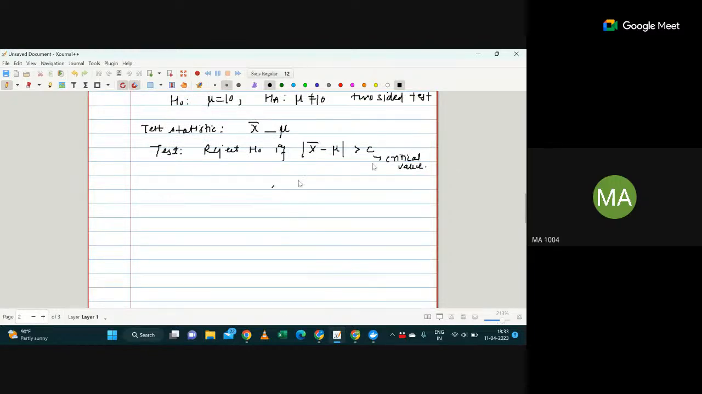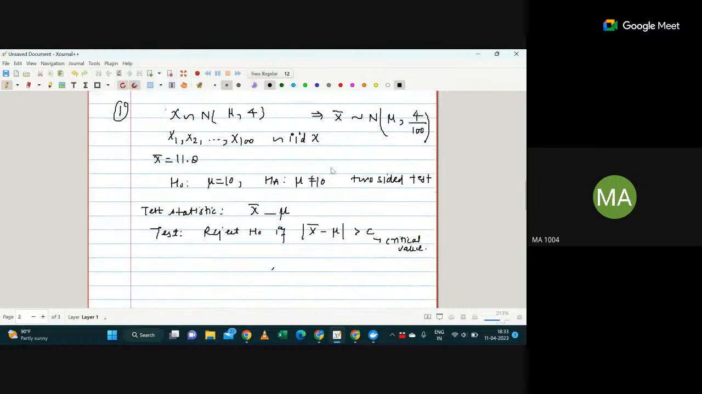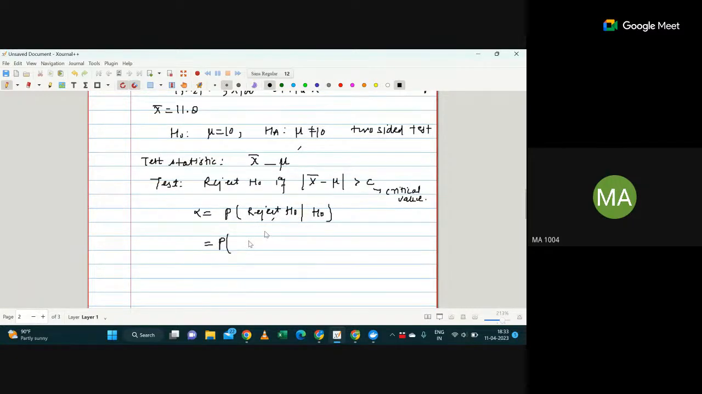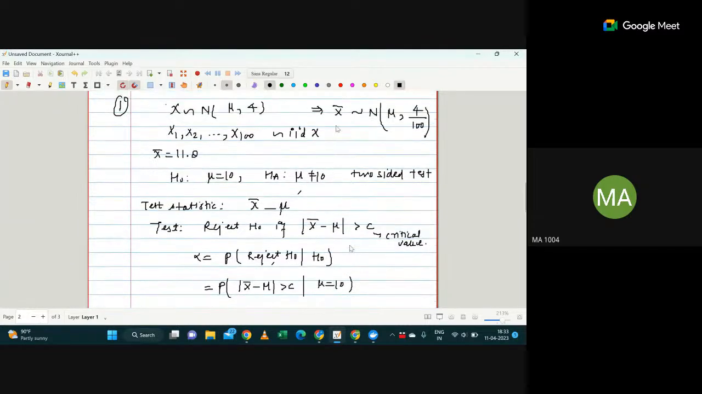So now, what is the alpha? Alpha is the probability of rejecting H naught given that H naught is true. What is the condition for rejecting H naught? My mod of X bar minus mu should be greater than C, correct? Given H naught means mu should be 10. Is it okay for everyone? Now tell me, if X bar is normal mu comma 4/100, then what will be X bar minus mu? It will be normal 0, 4/100. Correct.